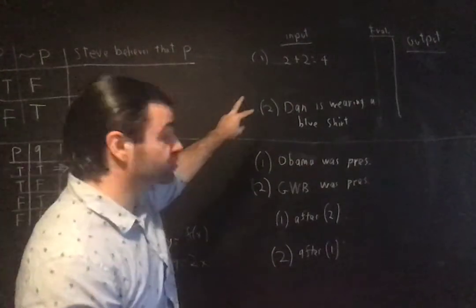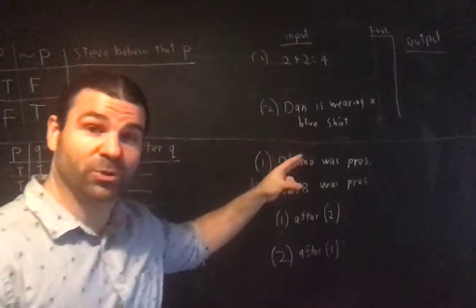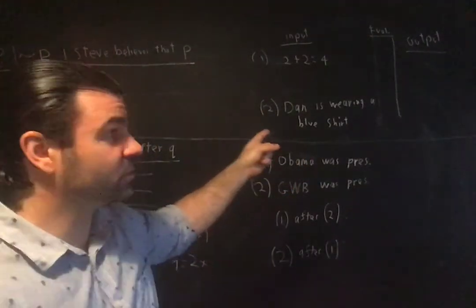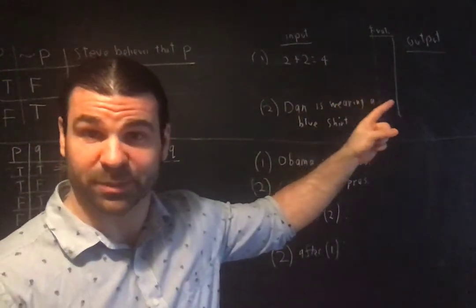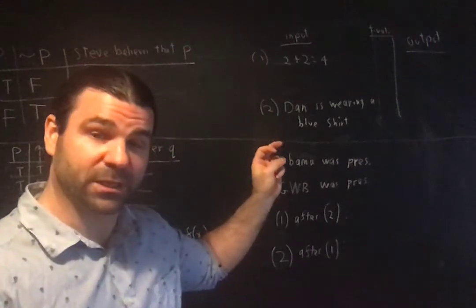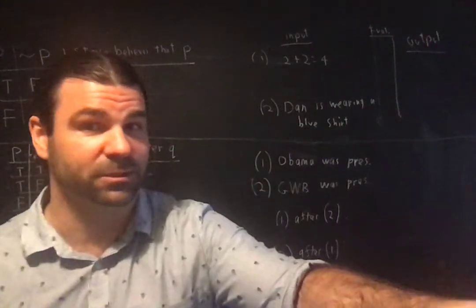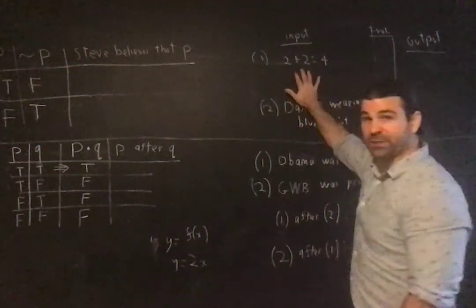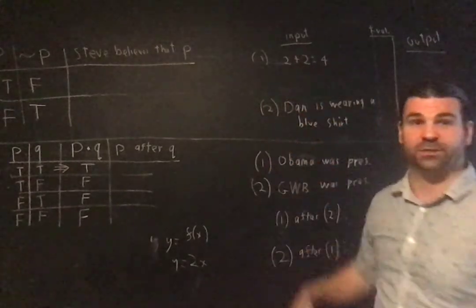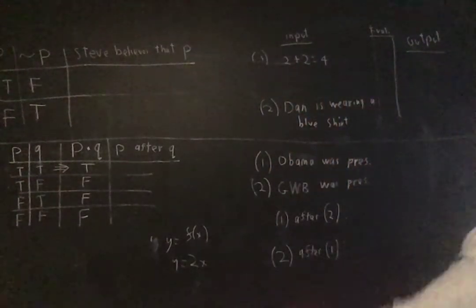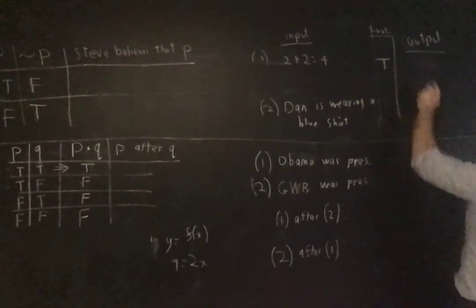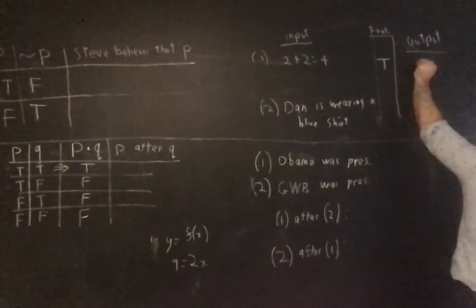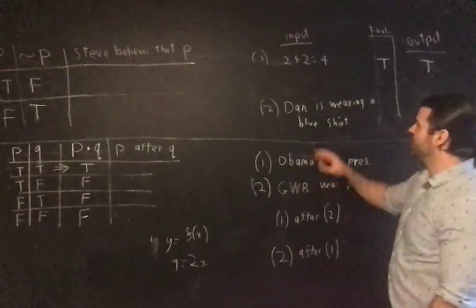But here we're going to have two true sentences and show that the first true sentence, the first true P, will lead to Steve believes that P being true, but the second true P will lead to Steve believes that P being false. Okay, so first one is 2 plus 2 equals 4. That's a true sentence, right? The truth value of the input is T. Now the output, Steve believes that P is true. Steve does believe that 2 plus 2 equals 4.